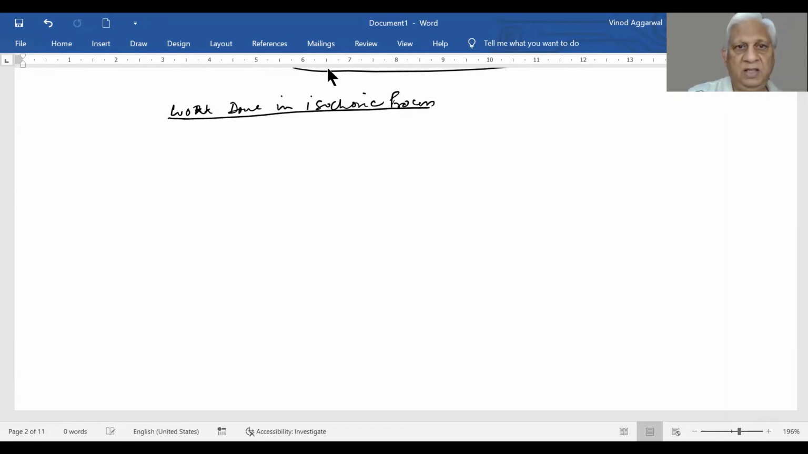What is the work done in an isochoric process? Again, our dW is equal to PdV. In an isochoric process, the volume doesn't change. So when this doesn't change, the work done will be zero.